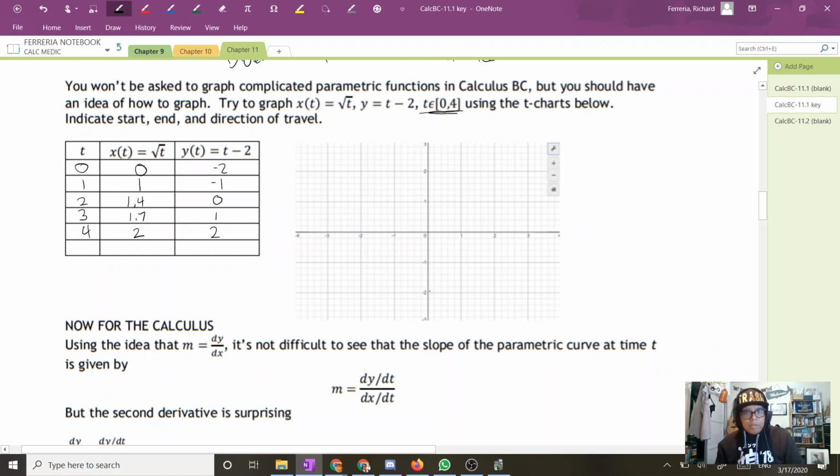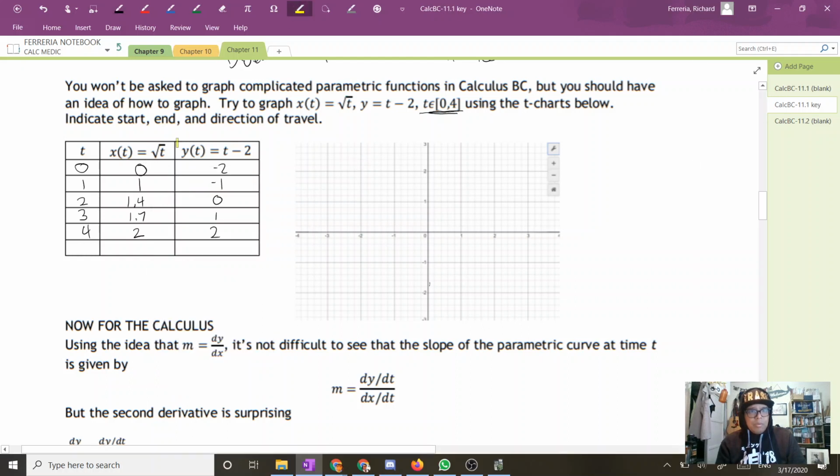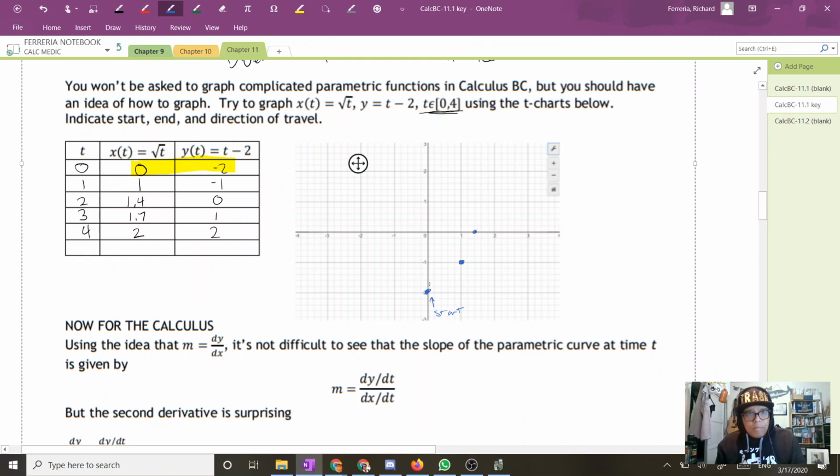Go ahead and plot those points here. The first one is 0, negative 2. Okay. So 0, negative 2 is right over here. We'll notate that with start. And then the next one here is 1 and negative 1. Good. 1.4 and 0. 1.7 and 1. And then 2, 2.